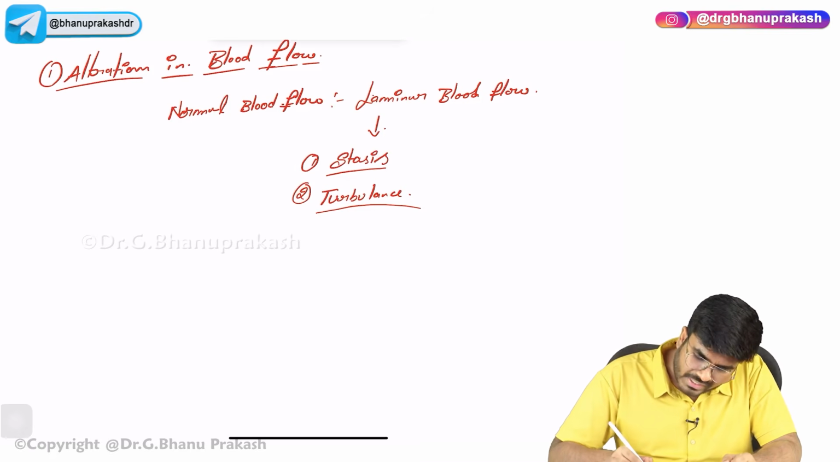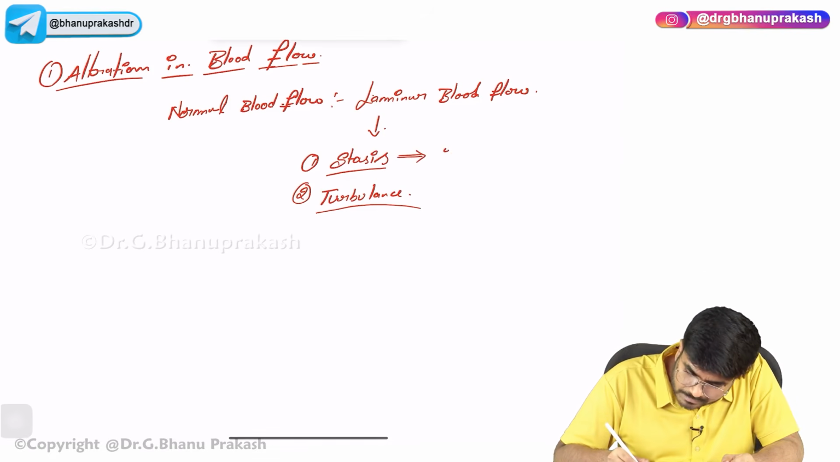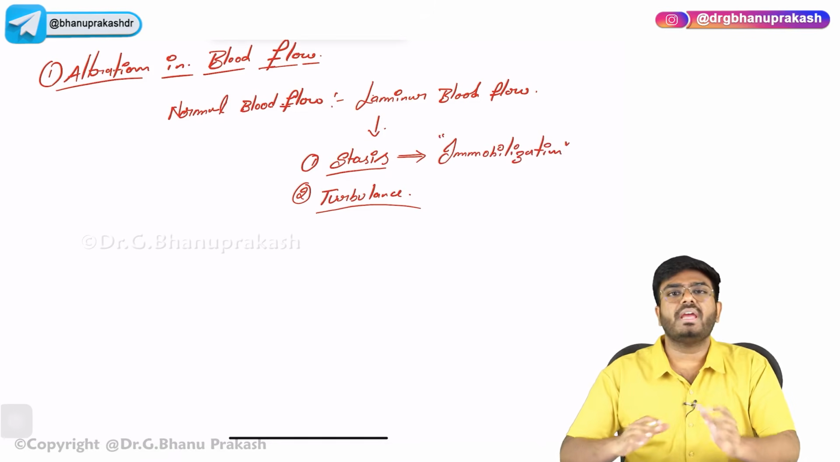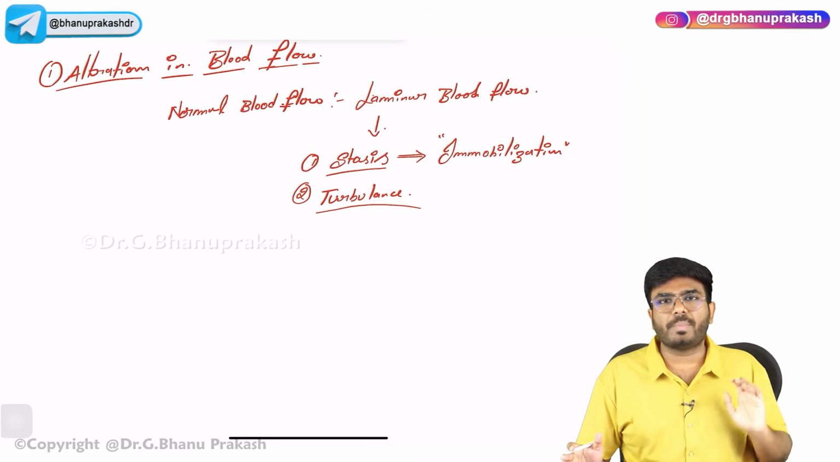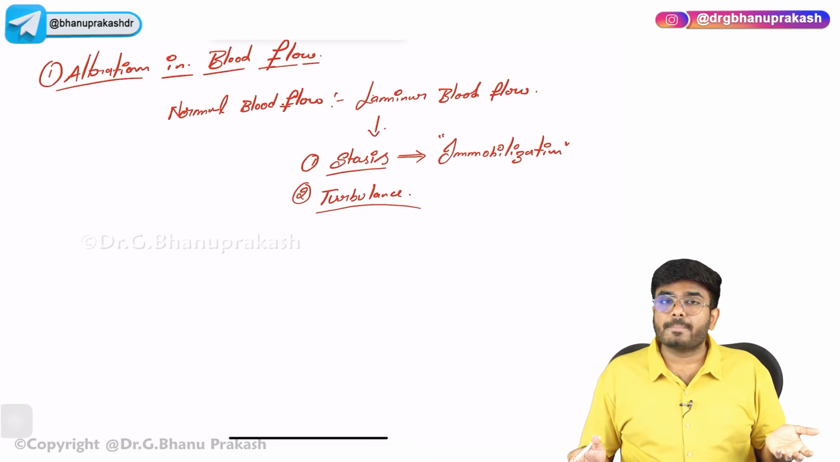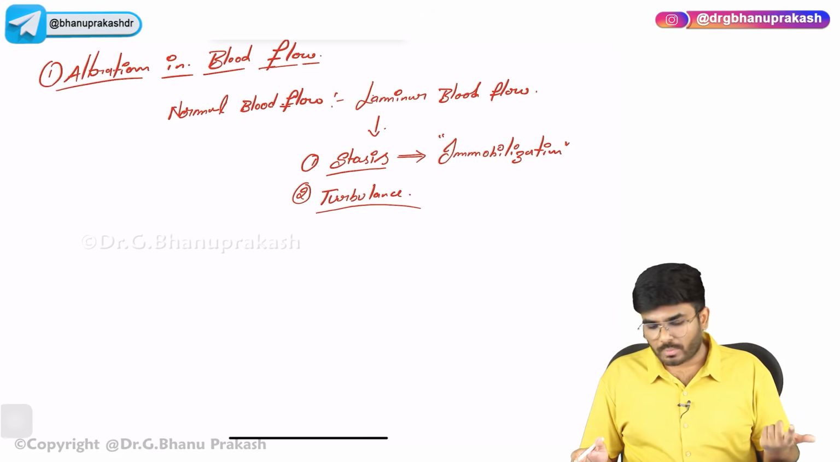So why stasis, sir? In which conditions can you see these alterations in blood flow? Maybe immobilization. For example, the patient has had surgery and is totally immobilized, or he is paralytic. He had a stroke and is totally on the bed. Now there is a chance that he can have deep venous thrombosis within the legs below the knee. Stasis can lead to formation of thrombi.